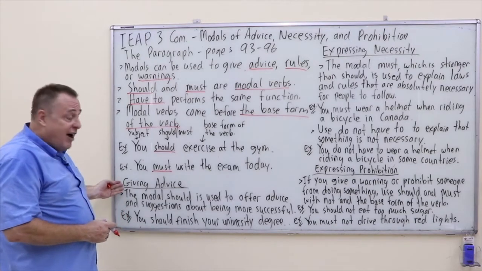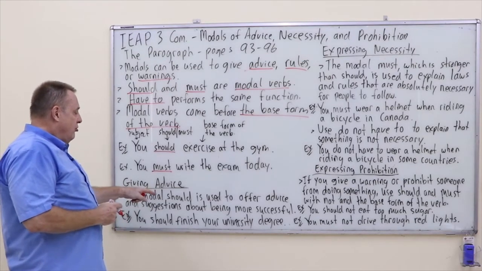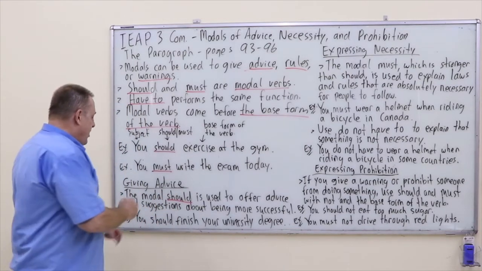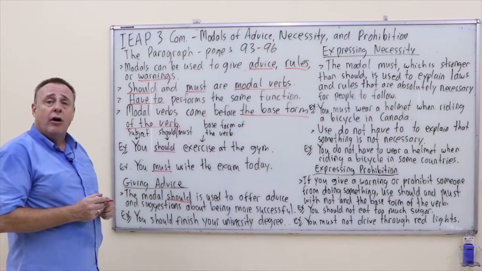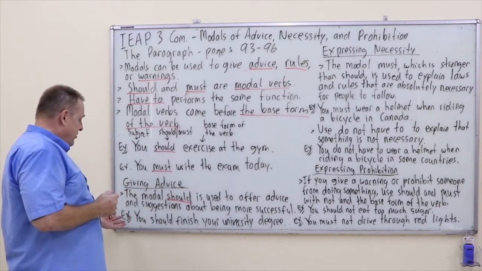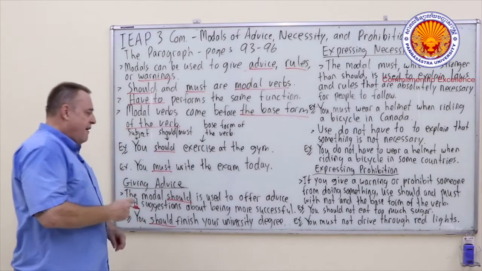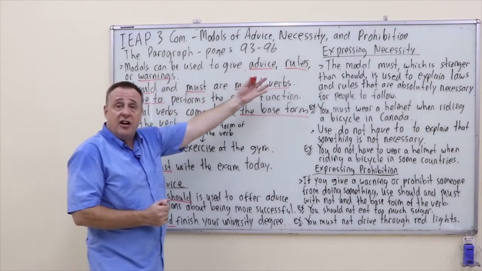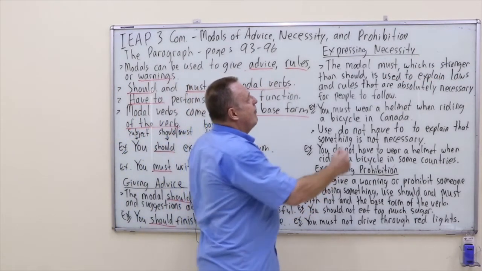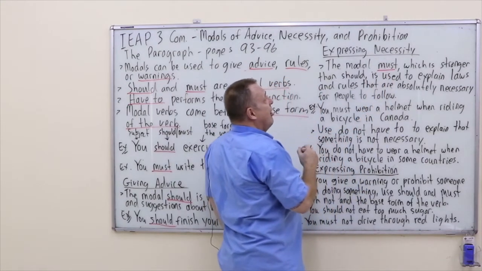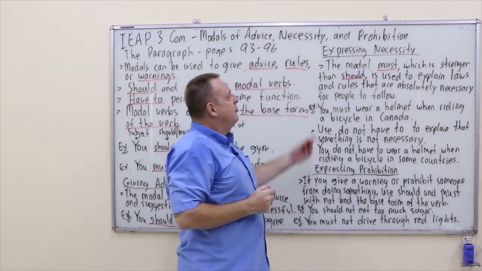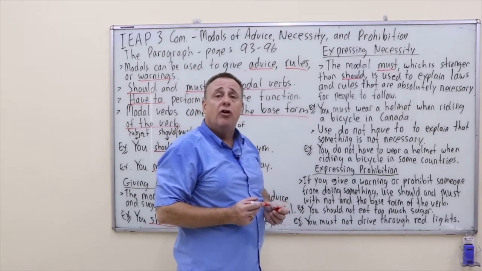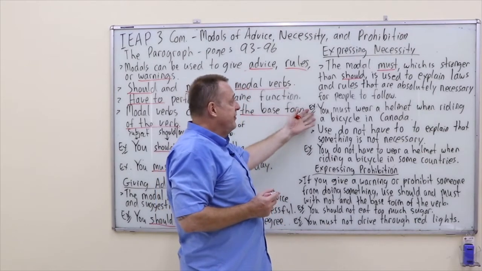Now, for giving advice, the modal should is used to offer advice and suggestions about being more successful, okay? For example, you should finish your university degree. Now, let's talk about expressing necessity. The modal must, which is stronger than should, is used to explain laws and rules that are absolutely necessary for people to follow. Let's look at the example.